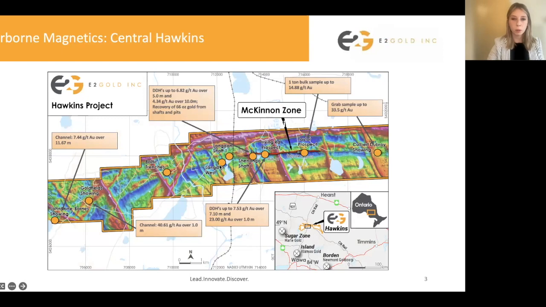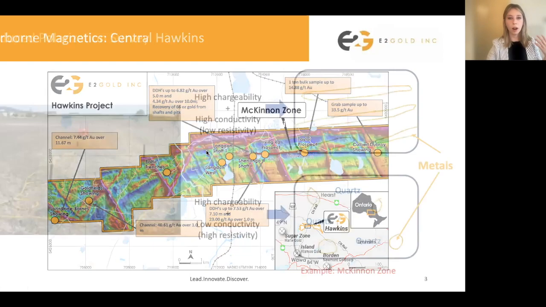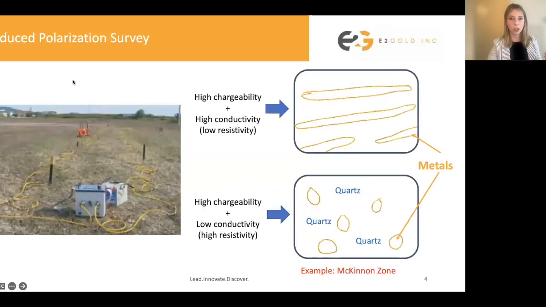So what we ended up doing was collecting a new IP survey over here to the west of the Mckinnon Zone. IP, as I said, induced polarization, reads a different signal than the magnetics. Airborne magnetics reads magnetics, but IP reads chargeability and conductivity, or inversely resistivity. If something's very conductive, it's low resistive. If it's very resistive, it's low conductivity. I'll explain those concepts in a minute. So here we see an IP setup.